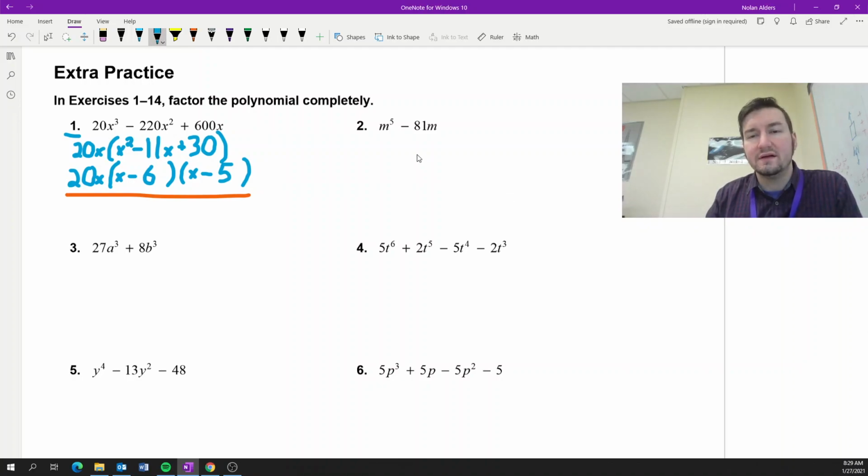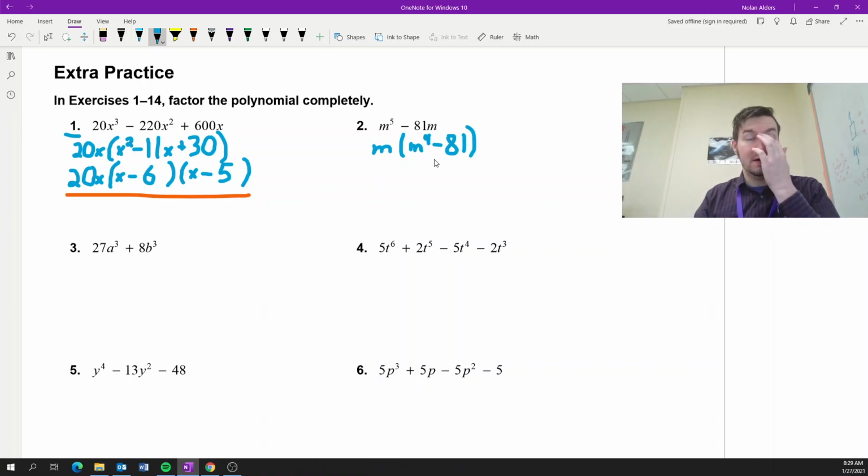Okay, let's take a look at the second one. So first thing I'm seeing is that we can pull an m out of both of these terms. So we're going to have m times m to the 4th minus 81. And what I'm seeing is that this is the difference of squares, and difference of squares is always the square root plus the square root, and then times the square root minus the square root. So let me show you what I mean.